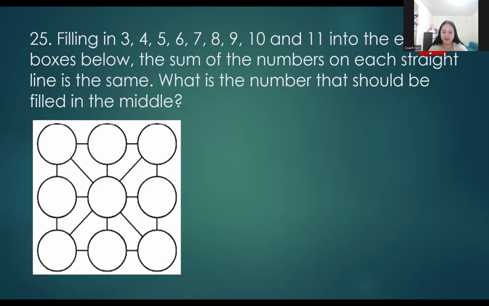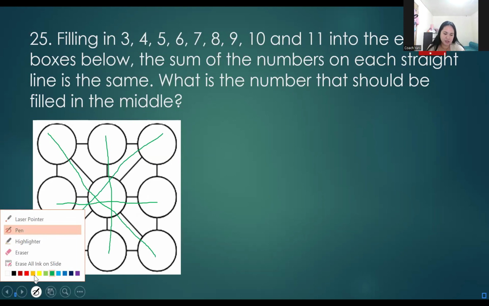Okay, number 25. Filling in 3, 4, 5, 6, 7, 8, 9, 10, and 11 into the empty boxes below, the sum of the numbers on each straight line is the same. What is the number that should be filled in the middle? This kind of square is called a magic square because the sum of this one should be equal to the sum of this one, and this one, and this one. That's why it's called a magic square.